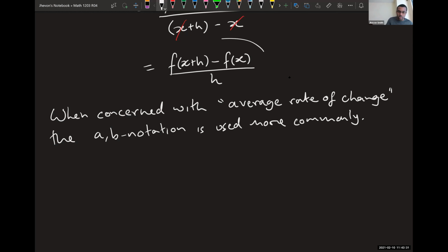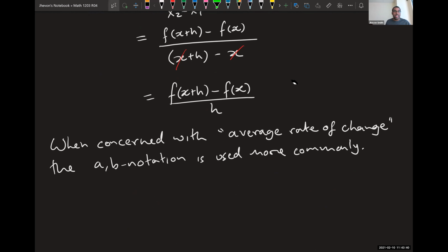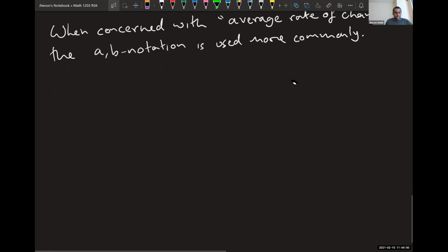The difference quotient in this form is used in other contexts, which we'll get to later. But they are equivalent. So technically, if your A is X, then your B would be X plus H. But then you'd have to think of your B in terms of being A plus a little bit. And it's just too confusing. It's just too much gymnastics for this context. So we usually just use the AB notation in the average rate of change context. I'll talk about the interpretation after an example.